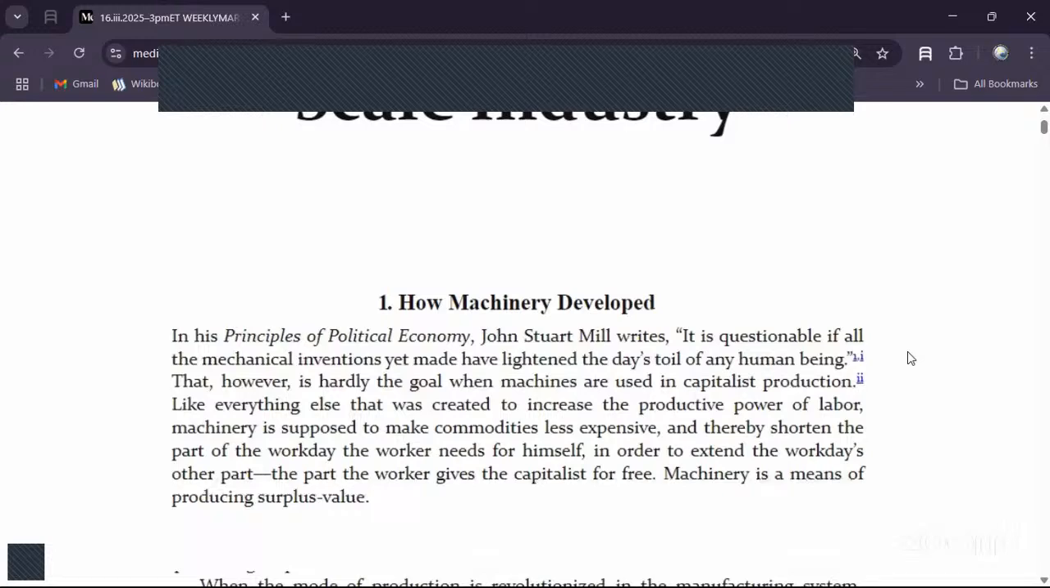Okay, how machinery developed. In his Principles of Political Economy, John Stuart Mill writes, "It is questionable if all the mechanical inventions yet made have lightened the day's toil of any human being." That, however, is hardly the goal when machines are used in capitalist production. Like everything else that was created to increase the productive power of labor, machinery is supposed to make commodities less expensive and thereby shorten the part of the workday the worker needs for himself in order to extend the workday's other part. That is, the part the worker gives the capitalist for free. Machinery is a means of producing surplus value.